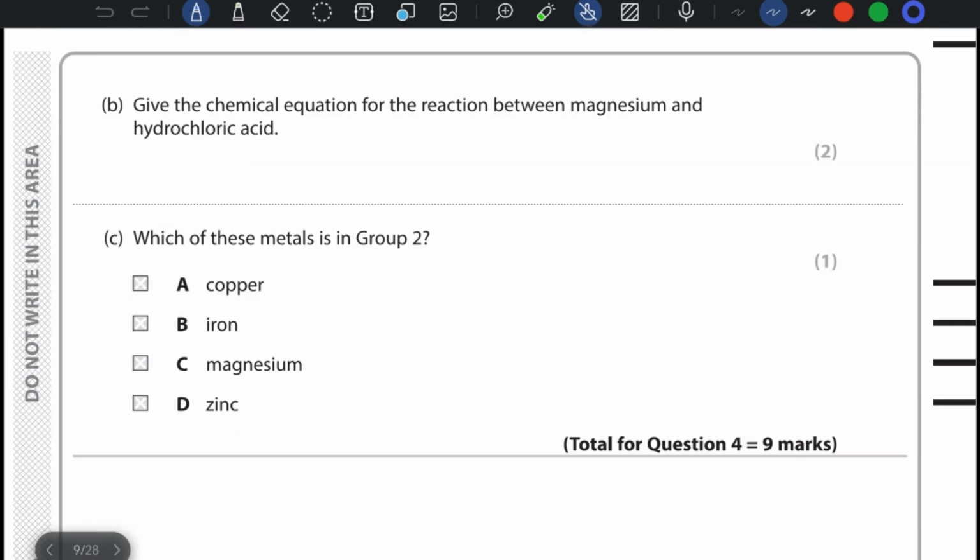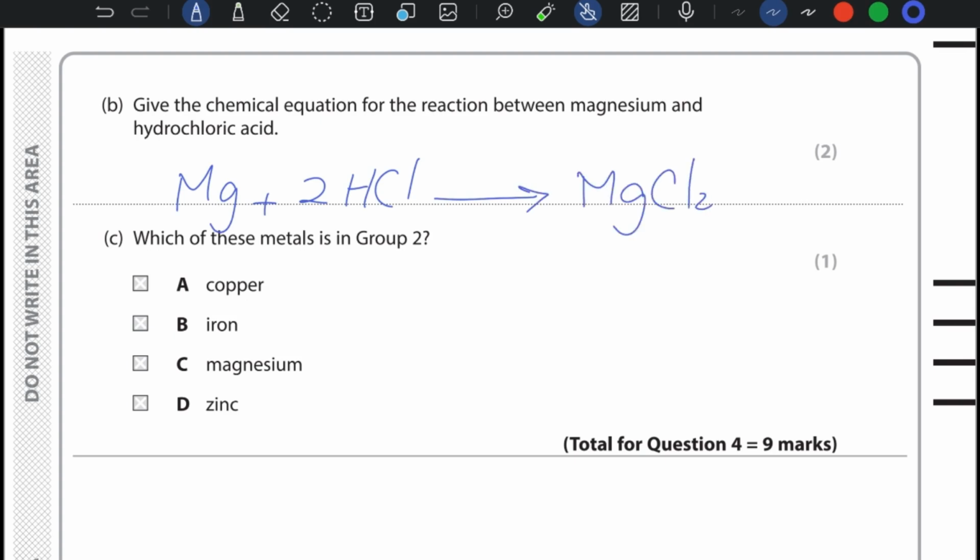Next question gives a chemical equation for the reaction between magnesium and hydrochloric acid. We can write it as magnesium Mg plus 2HCl gives MgCl2 plus H2 gas. Which of these metals is in group 2? We know that magnesium is considered in group 2. Copper, zinc, and iron, all of them are considered transition elements. So only magnesium is present in group 2. And now we finished question 4.